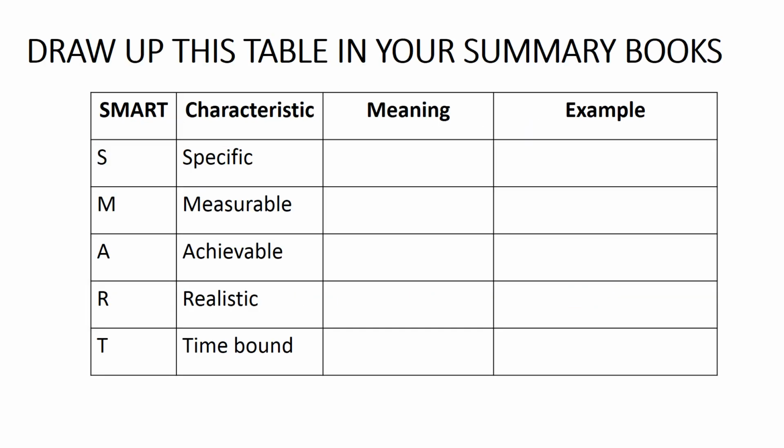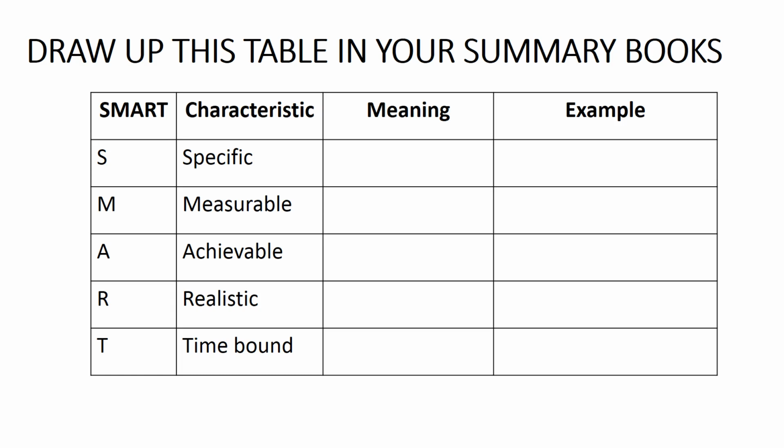A business should set its objectives using the SMART principle. SMART, S-M-A-R-T, is an acronym which describes the 5 characteristics that a business objective should have. Please draw this table up in your summary books. You can see that in the left-hand column of this table, I have listed each letter that makes up the SMART acronym. In the second column, next to each letter, I have stated what that letter stands for.